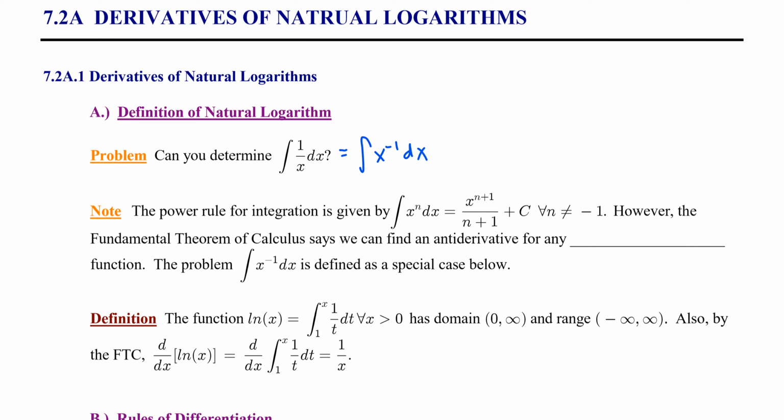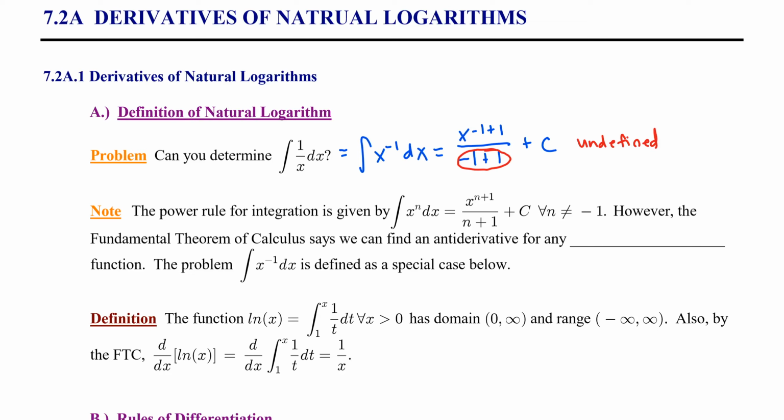Recall that the power rule for integration is given by integral of x to the nth power dx equals x to the n plus 1 divided by n plus 1 plus c. Now, if I try to apply the power rule to this particular problem, and I add 1 to the exponent and I divide by the same value, do you see the problem? We end up with a 0 in the denominator, or an undefined function.